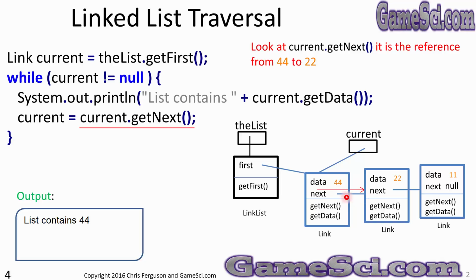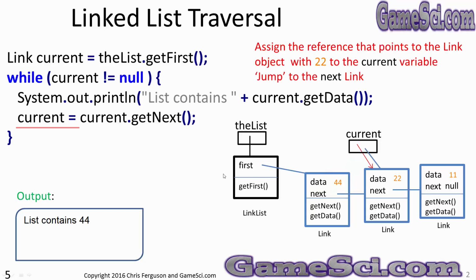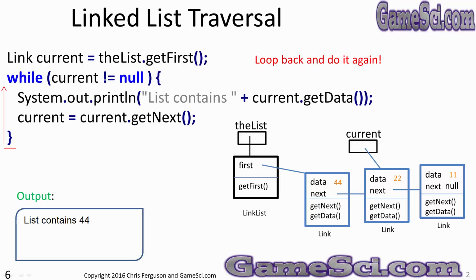I'm going to assign this blue line to current. And notice how current moved to the next object in the linked list. We're going to assign the reference that points to the link object with 22 to the current variable. We just jumped to the next item in the linked list. See that? Current.next was this value. We assign that to current, so current is pointing to the same place that that reference is pointing to. We'll hit the end of the loop, and we all know what it does at the end of the loop. Whoop! It goes back up and does it again.